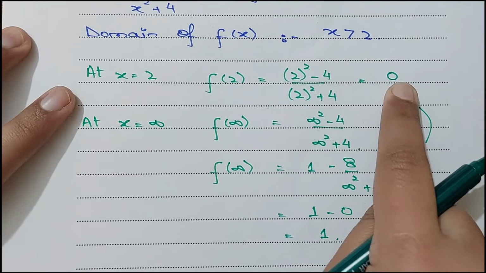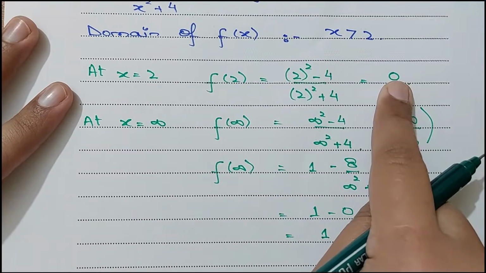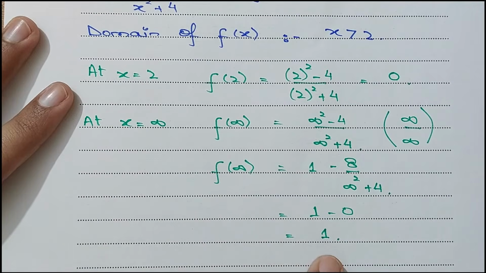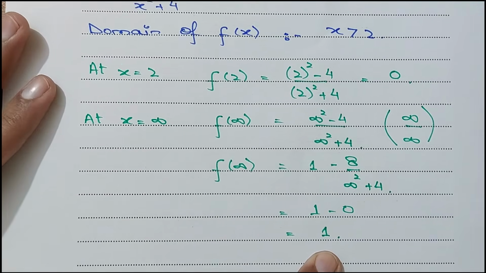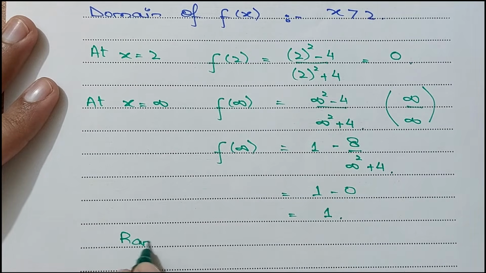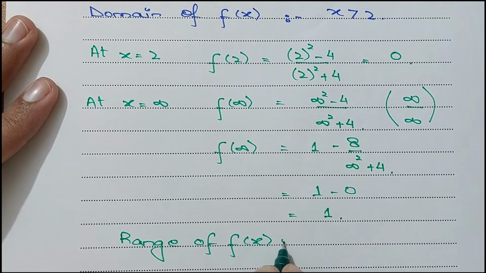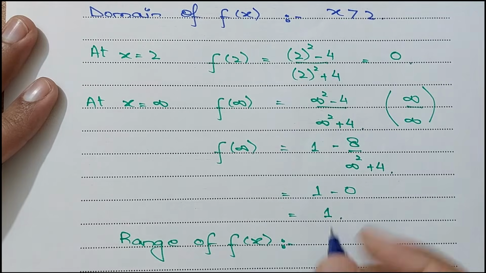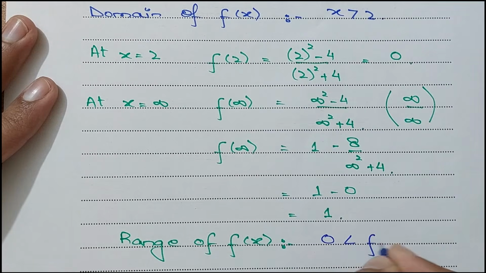So when we put 0, we got 0 at 2, and at infinity we got 1. So what is the range? We can guess that the range is between 0 and 1. So we can say that the range of f of x is all the values where 0 is less than f of x is less than 1.